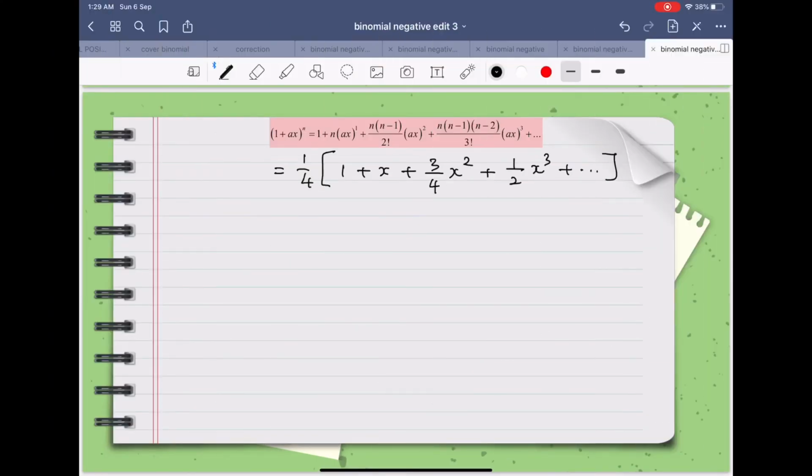Expand and simplify, you will get 1 over 4 plus 1 over 4 x plus 3 over 16 x squared plus 1 over 8 x cubed plus triple dots. So this is the expansion for 1 over 2 minus x all squared.